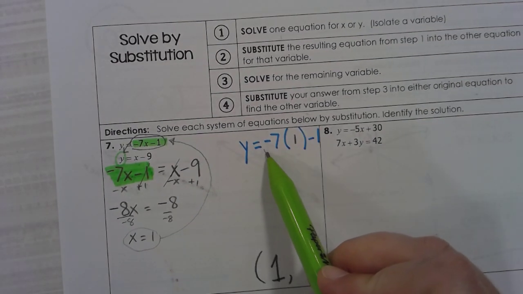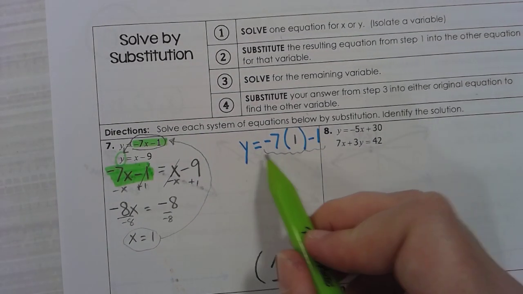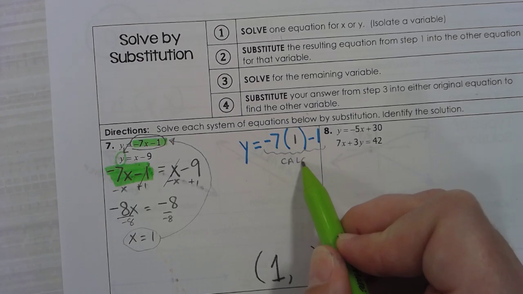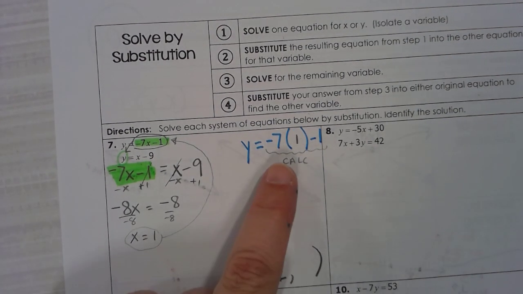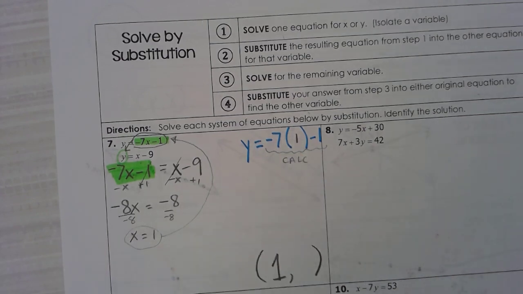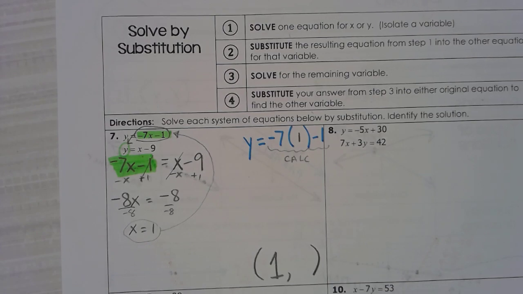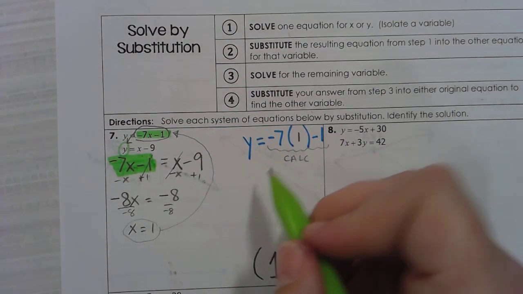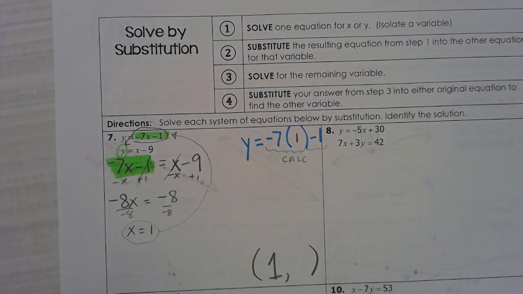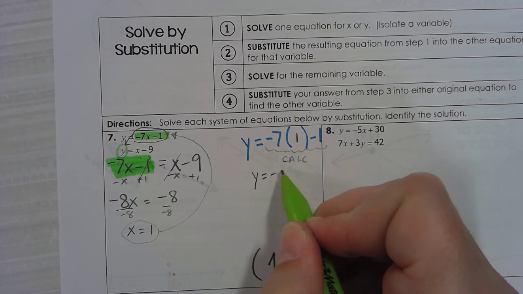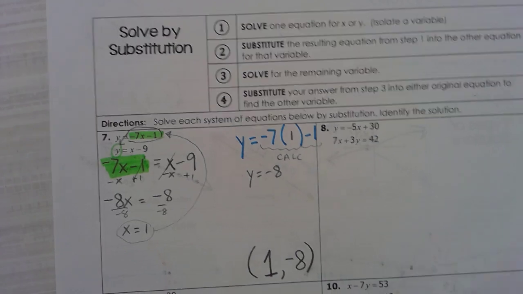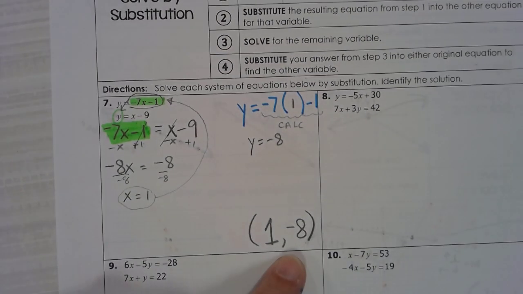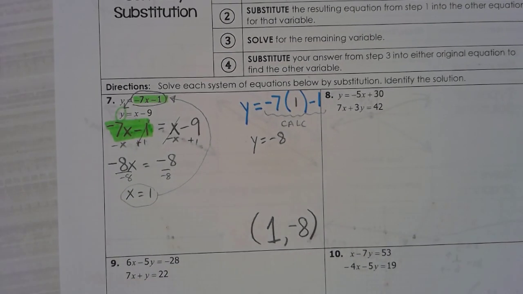Notice that all of this is together on one side of the equal sign. So I could just type all of that into my calculator if you did not want to do it in your head, or you could do it real quick in your head. Negative 7 times 1 is negative 7. Take away 1 more, negative 8. If you need your calculator, type it in. I think we would all agree that that would be negative 8. So this is going to be our point where our two lines would cross.